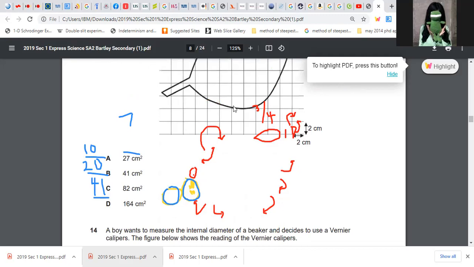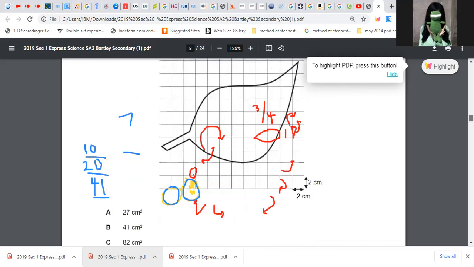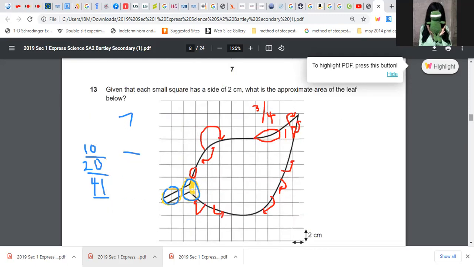Yeah, this is how you do estimation. No need to be precise, okay? So from the answers, you choose the one closer. So, closer. Okay, you write down on your paper, exercise book, you write approximate. Approximation.